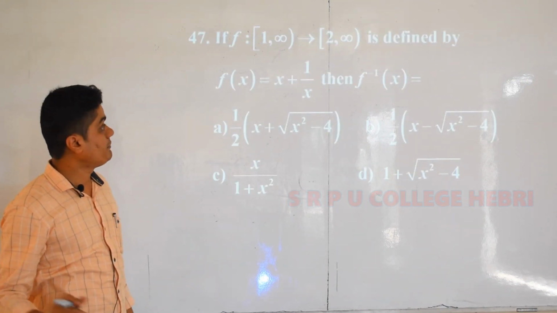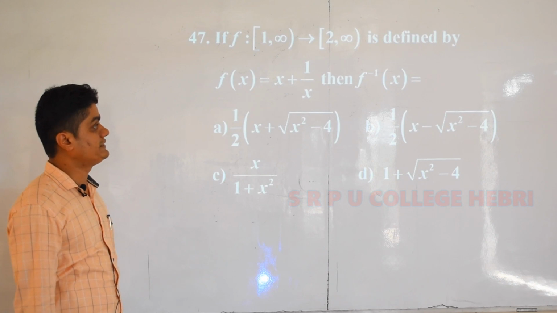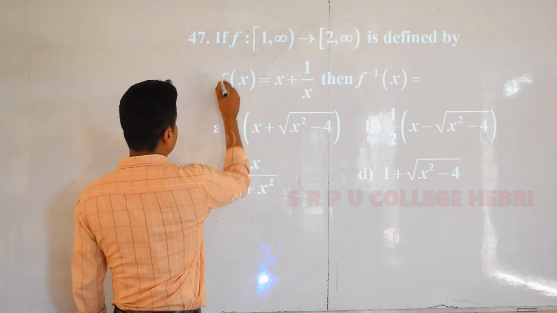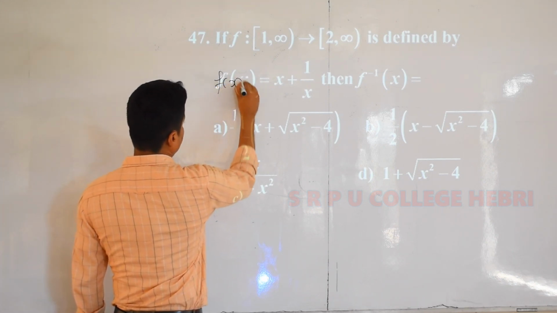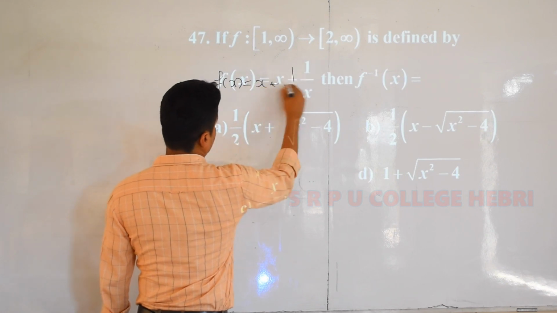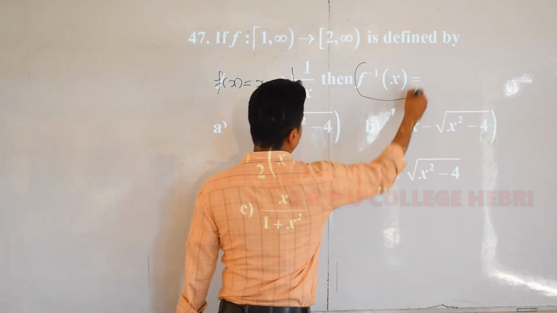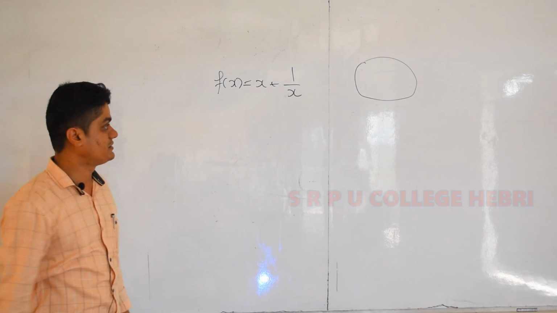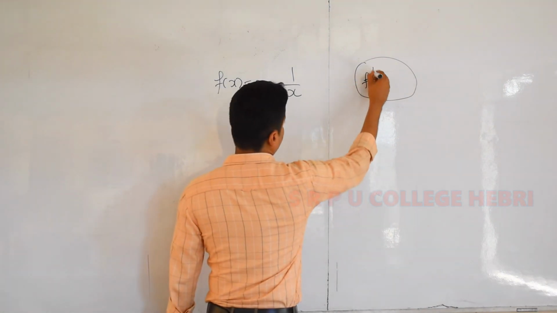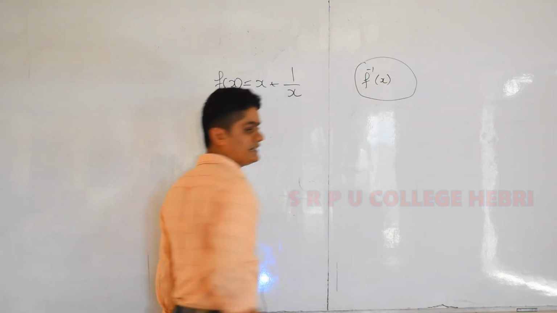If f from [1, infinity) to [2, infinity) is defined by f of x is equal to x plus 1 by x, we have to find out f inverse of x. We have to find out f inverse of x. So this is a little different question.